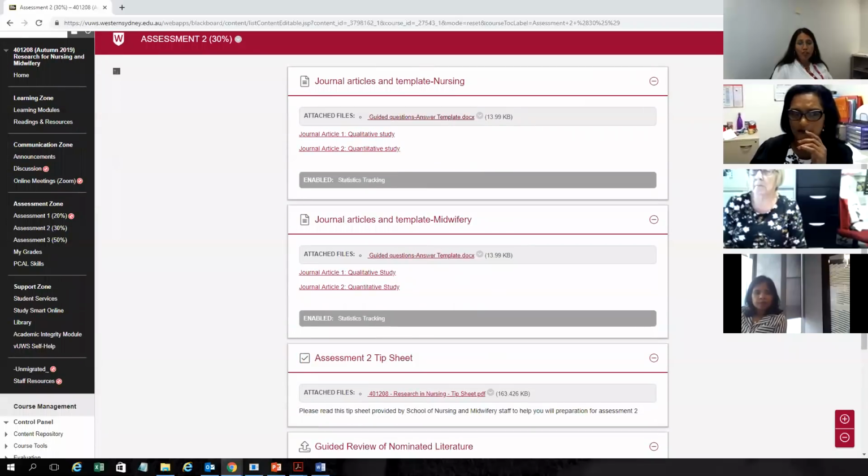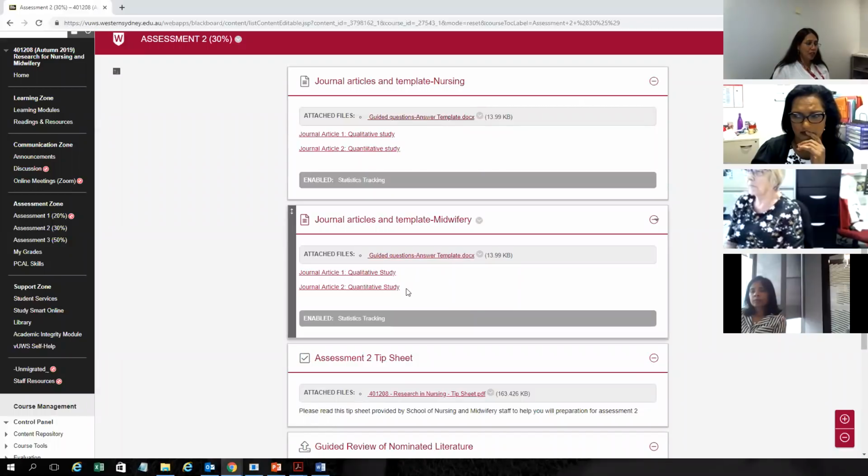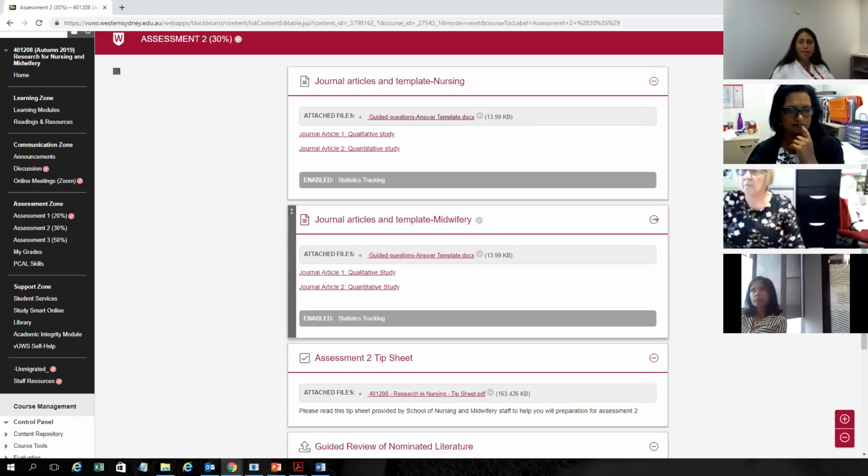If you're a midwifery student, here are your articles. That's a qualitative study and a quantitative study. So this means there are different articles for midwifery students and different articles for nursing students. Do we all get this? If you understand that, can you please raise your hand? There are different articles for nursing students and different articles for midwifery students. All right, thank you. And remember, you need to type your answers in the template that's provided.